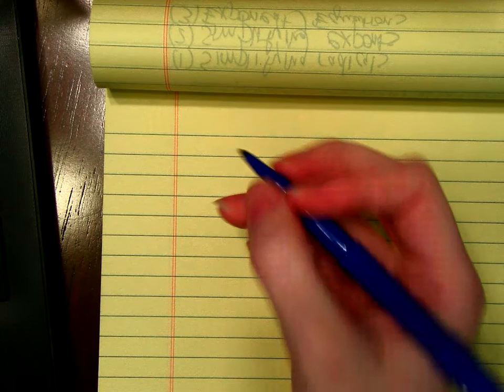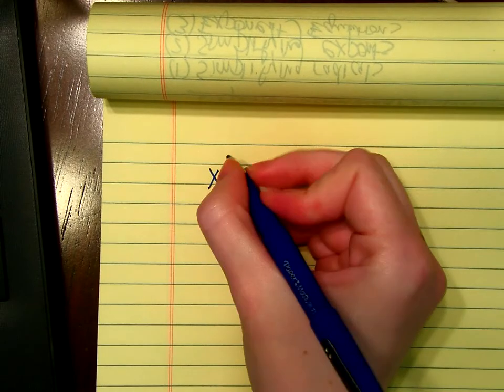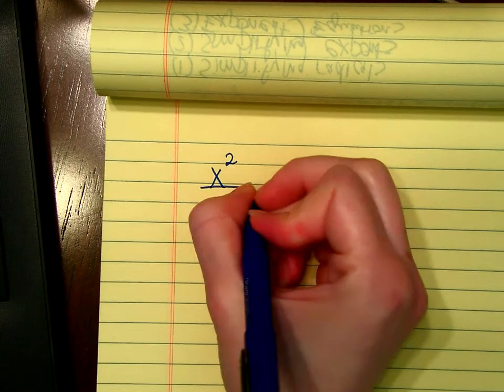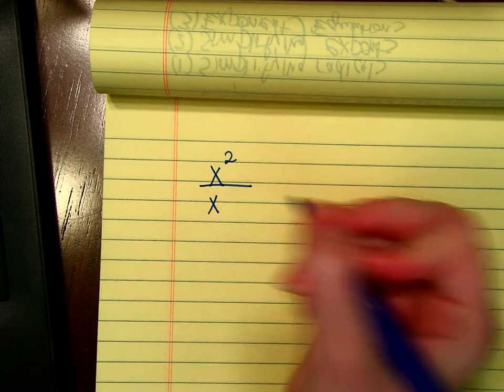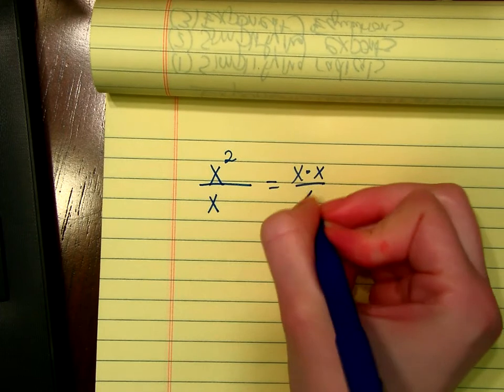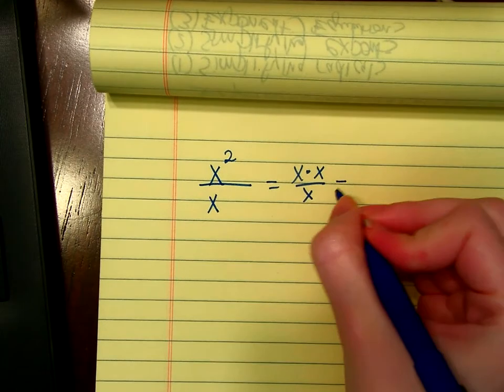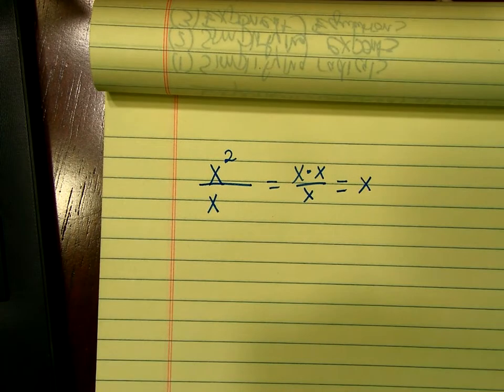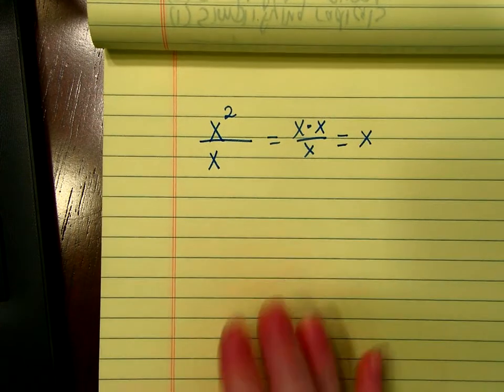Alright, now let's go through simplifying exponents. Let's say I have x squared over x. Start off simple. That means I've got 2 x's divided by 1 x. That just becomes x.